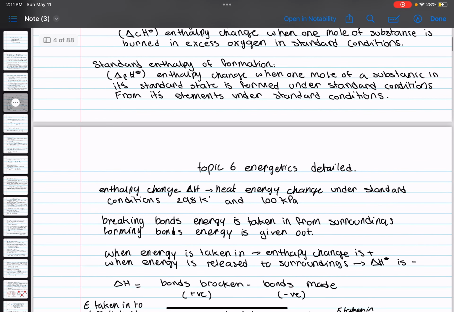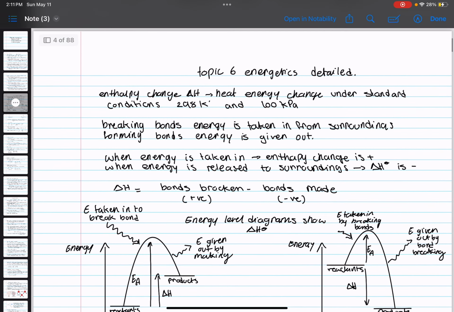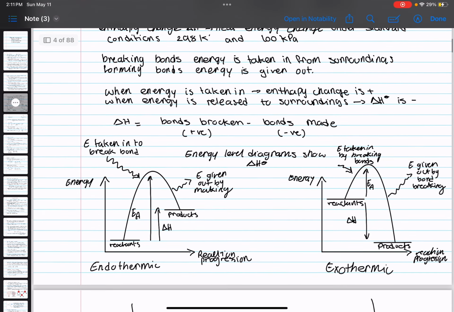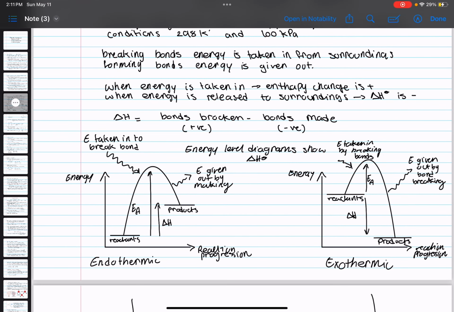Then we have standard enthalpy of formation, which is the enthalpy change when 1 mole of a substance in its standard state is formed under standard conditions from its elements under standard conditions. Then we have topic 6, energetics detailed notes. Again, we have enthalpy change, which is a heat change under standard conditions. Breaking bonds is the energy taken in from surroundings. Forming bonds is the energy given out.